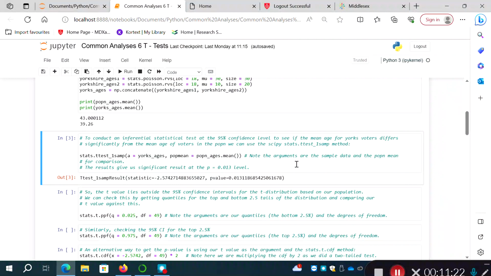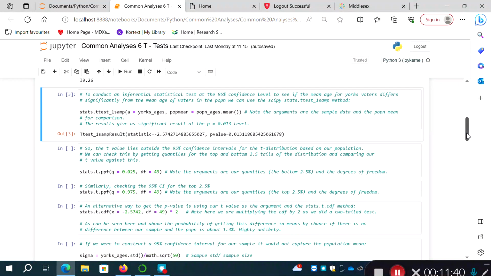So what this is telling us is if there isn't a difference between mean voter age in Yorkshire compared to the population, then we'd only expect to see a difference this big, albeit it's only like 3, 4, about 1% of the time. Okay, right, so we've got our t statistic, we've got our p-value, we've got a significance test.